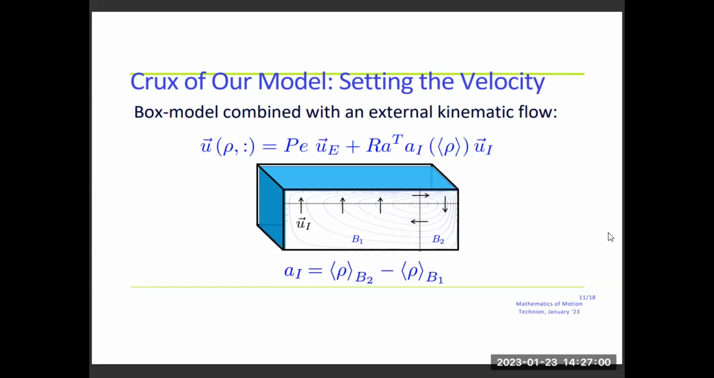We can put here any velocity that we want. And the important thing is that the dynamics are all encompassed in this A_I, which is the difference in density between the northern box and the southern box. So this is the dynamics. What we're describing here is a box in which there is water, which contains temperature and salinity. And the flow is moving the temperature and salinity around, while the temperature and salinity change the density, which is controlling the strength of the flow. So we have here a dynamical system.